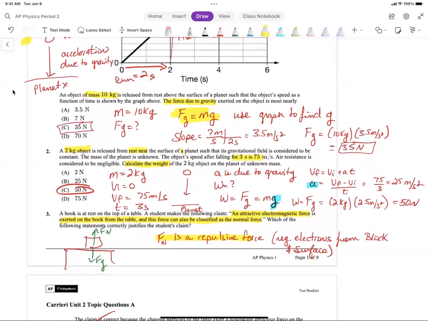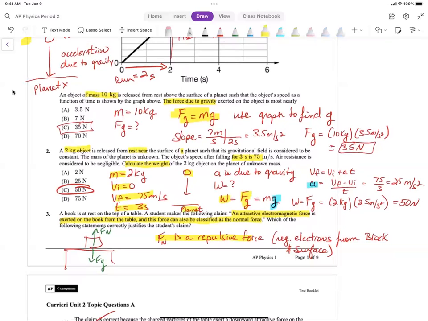So here I've listed my knowns. They give me the mass, my initial velocity, final velocity, and time equal to 3 seconds. Here's my picture, here's my planet. And then they want to know, again, the weight. The definition of weight is the force of gravity. I need to know that little g. Well, in this case, they didn't give me a graph. They gave me 3 things.